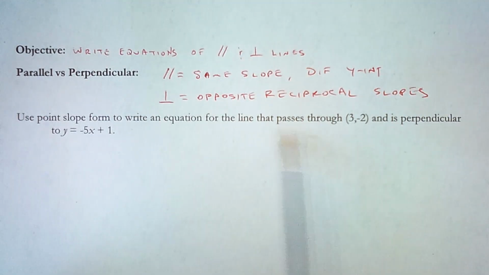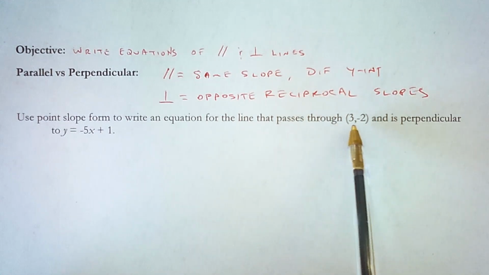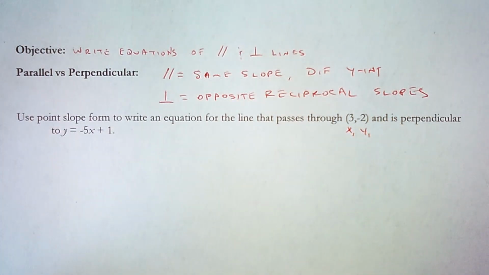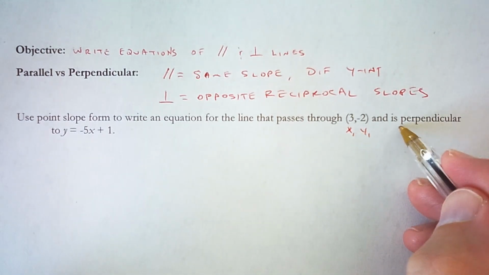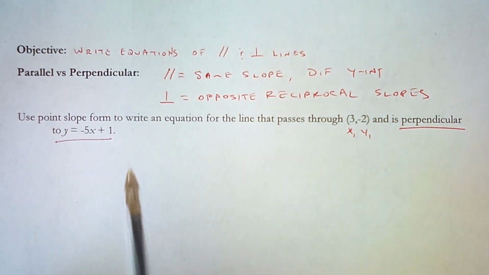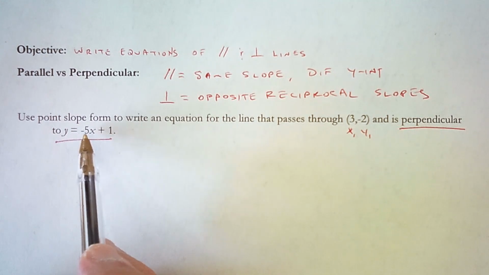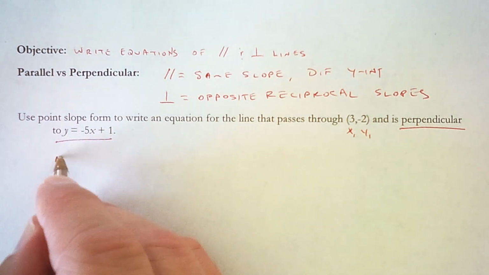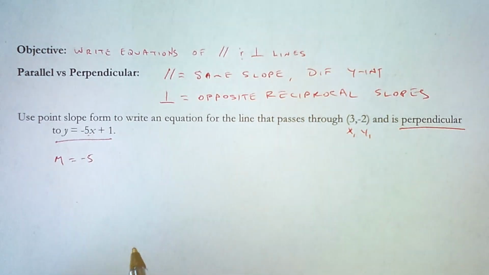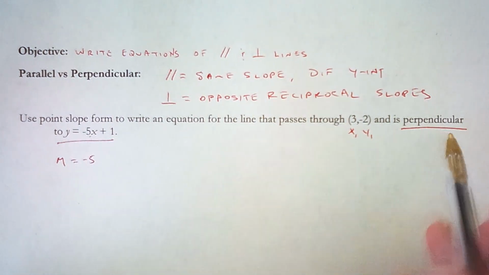So our first line here is going to go through this point, 3, -2. That's going to be an x1, y1. And it's perpendicular to this line right here, in which there is a slope of -5. So in this line, the slope is -5, the x coefficient. We want a perpendicular line.